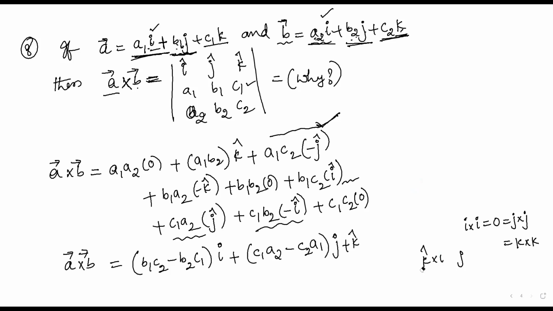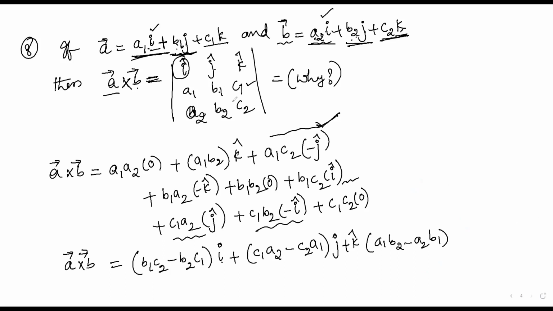K cap, what will come? A1 B2 minus A2 B1. All right, good. A1 B2 minus A2 B1 into K cap. So here you see, I into determinant is also the same: I into B1 C2 minus B2 C1.